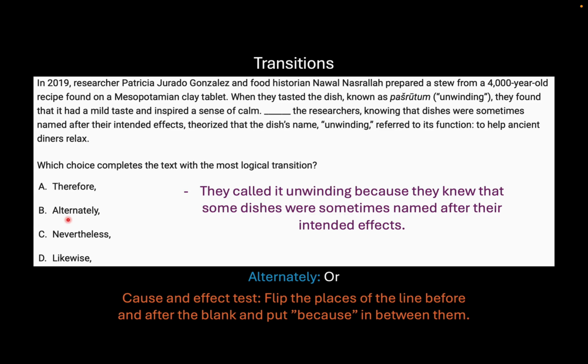Choice B. Alternately, it basically means or alternatively. And C, nevertheless. Nevertheless is used for contrasting, and there is no contrasting here. Lastly, likewise. Likewise is incorrect in this case because likewise is used for a similar but new idea. And there is no similar but new idea. There is just a cause and effect. So something happened before the blank, and because of that thing that happened, after the blank something else happened. So choice A is correct.